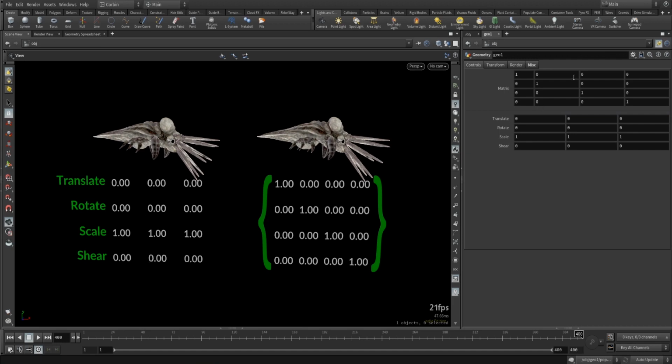Okay, so then as we alter this matrix, we'll see what happens to these numbers and what happens to our squid. And then the guy on the right is controlled by these. So these are what we're used to seeing: translate, rotate, scale, and shear.